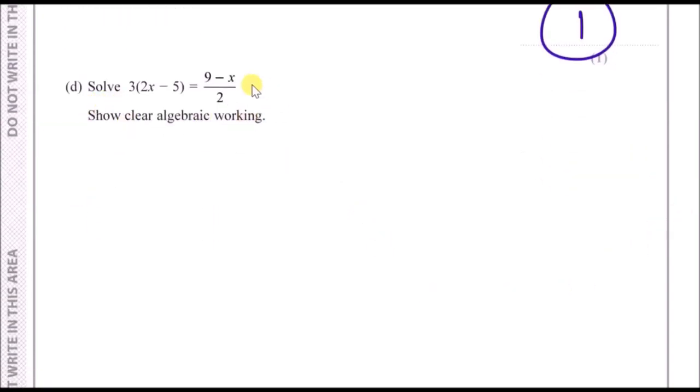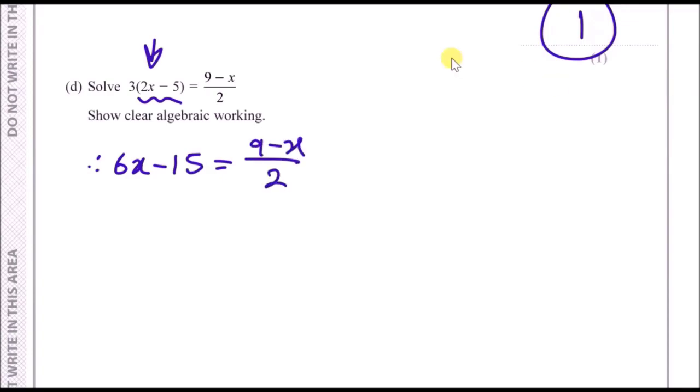D. Solve this equation and show clear algebraic working. Alright, so for these kind of problems, you got a bracket, so always expand the bracket, and you got a fraction, so clear the fraction. Now, looking at the left side, I want us to go ahead and multiply out the bracket, so times in this slot by 3, you should get 6x minus 15, and this is going to equal now the right side, which is 9 minus x over 2.